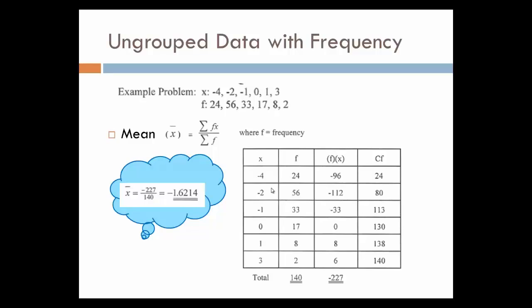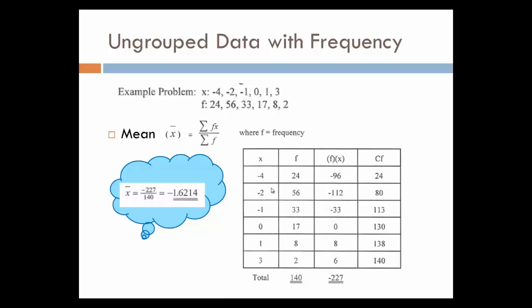-4 multiplied by 24, and that will give me -96. -2 times 56 will give me -112. The other one will give me -33. And the other one will give me 0, and the other one, 1 times 8 will give me 8. 3 times 2 will give me 6. So I punch out. If I punch out, I will get -227. Now, this is very interesting. We need to look at the second column, the sum of F. The sum of F is 140. So 140 divided into -227 will give me -1.6214.